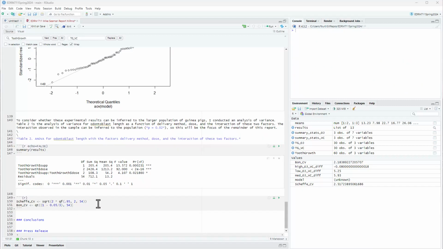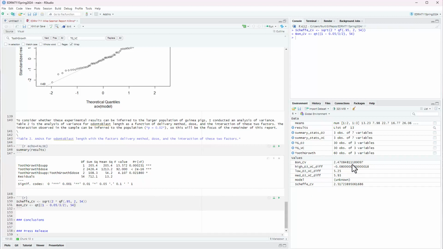So here I've constructed the code for each of these critical values. For Scheffé, it's the square root of the numerator degrees of freedom. Remember, we're focusing on interaction here, and so the numerator degrees of freedom is 2. Then times the square root of the numerator degrees of freedom times a quantile on the F distribution. We're going to take 0.95 for 95% confidence. Numerator degrees of freedom, again, 2, same thing. And denominator degrees of freedom, which is the degrees of freedom for the residuals, that's 54. So there's our Scheffé. For Bonferroni, we're going to use a t distribution. But instead of taking 1 minus 0.05, we're going to take 1 minus 0.05 divided by 3. And there's one more thing I need to do. I need to divide that by 2. Because whereas with the F distribution you only look at the upper tail, in the t distribution, you look at both tails. So let me go ahead and run that.